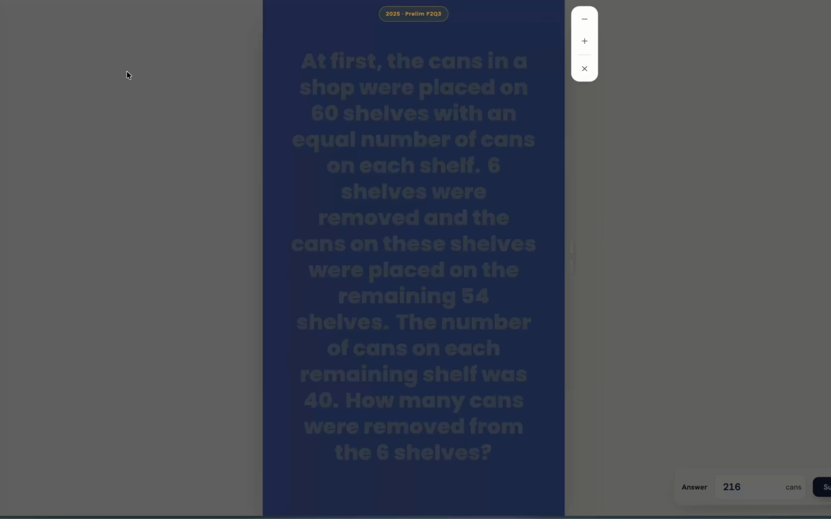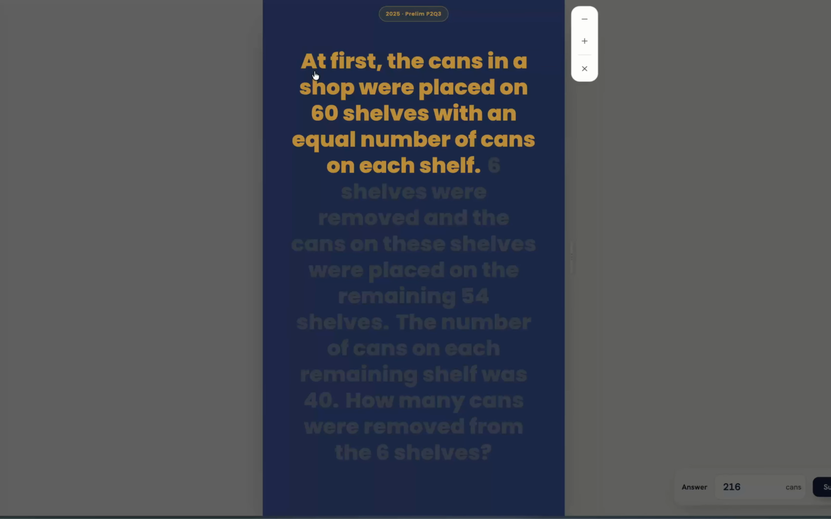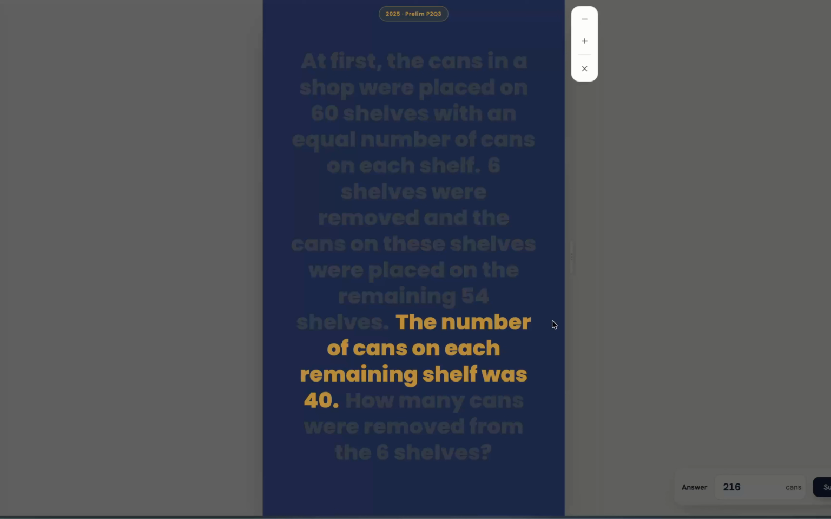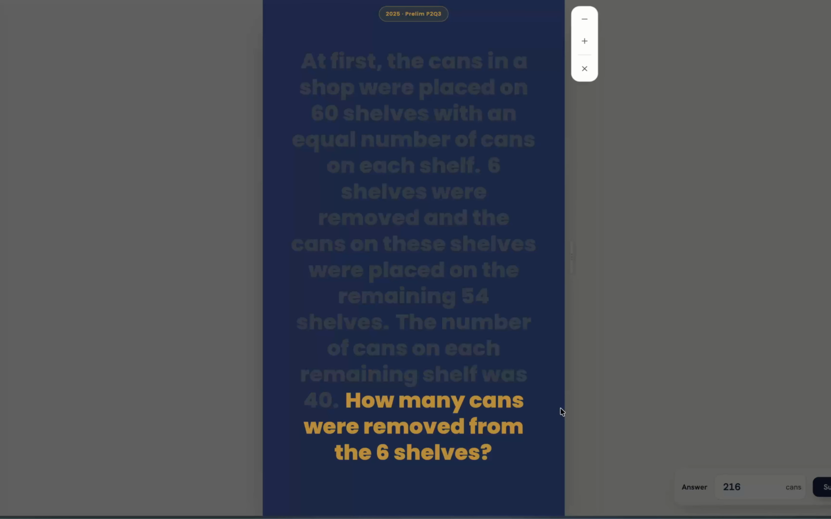There you go. Question number 3. At first, the cans in a shop were placed in 60 shelves with an equal number of cans on each shelf. 6 shelves were removed and the cans on these shelves were placed on the remaining 54 shelves. The number of cans on each remaining shelf was 40. How many cans were removed from the 6 shelves?